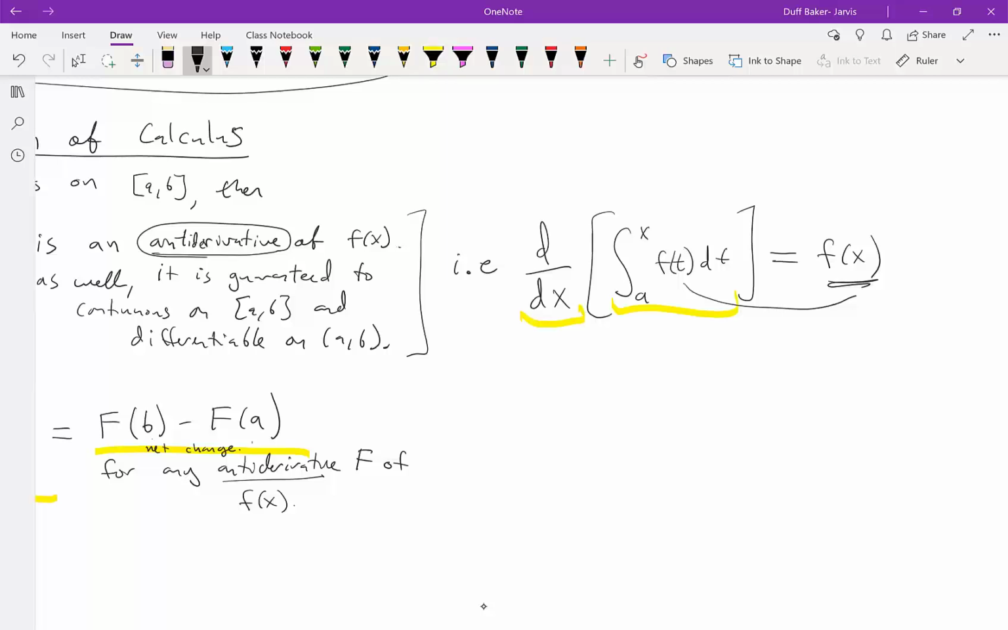Okay, so any questions about this so far? It'll probably make more sense when I start doing examples.